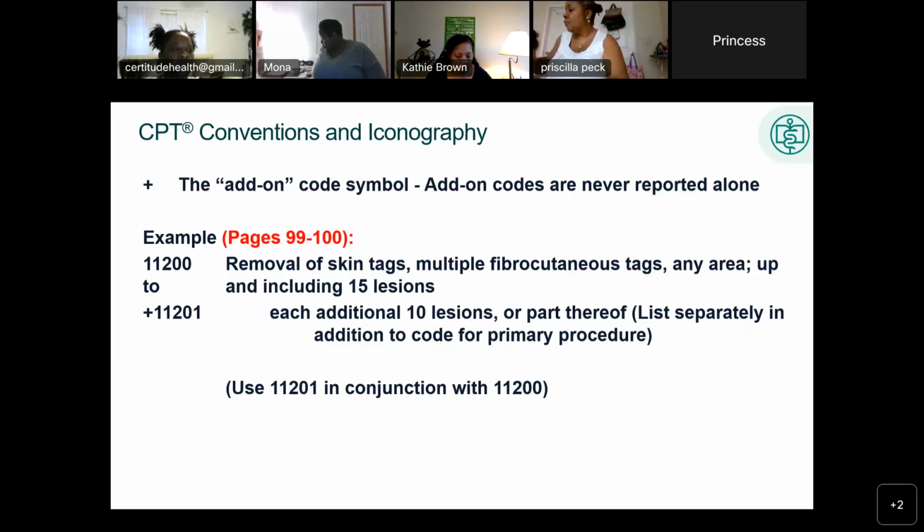Then if we turn over to page 100, there's the add-on code, which has that plus sign in front of it, and it means that this code can only be used in conjunction with 11200, right? That add-on code represents each additional 10 lesions or part thereof. So if somebody had 25 skin tags, then we would need to report both 11200 and 11201.